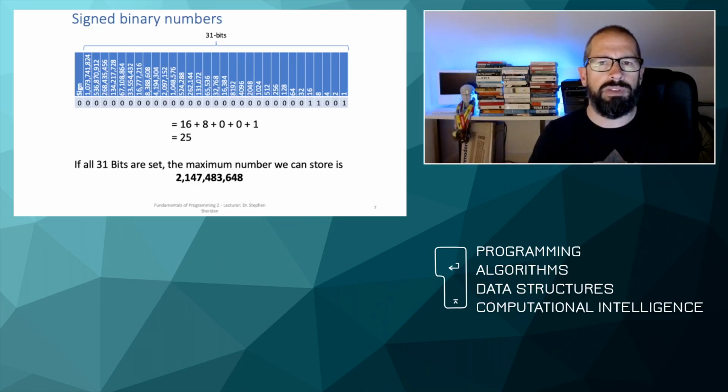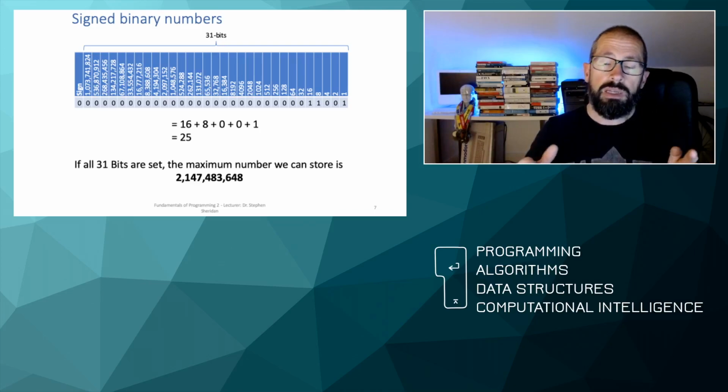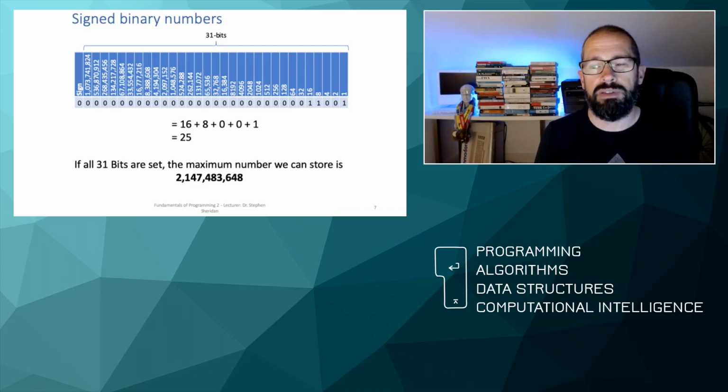Now imagine for a moment if all of those bits were set to 1. If every bit was set to on, that would represent the maximum number that we could store in a 32-bit signed number. Now remember, only 31 of those bits are used to actually store the number. The other 1 bit is used to store the sign. So the actual maximum number that we can store is 2,147,483,648, which sounds like a big number. It is a pretty big number, 2 billion and something.